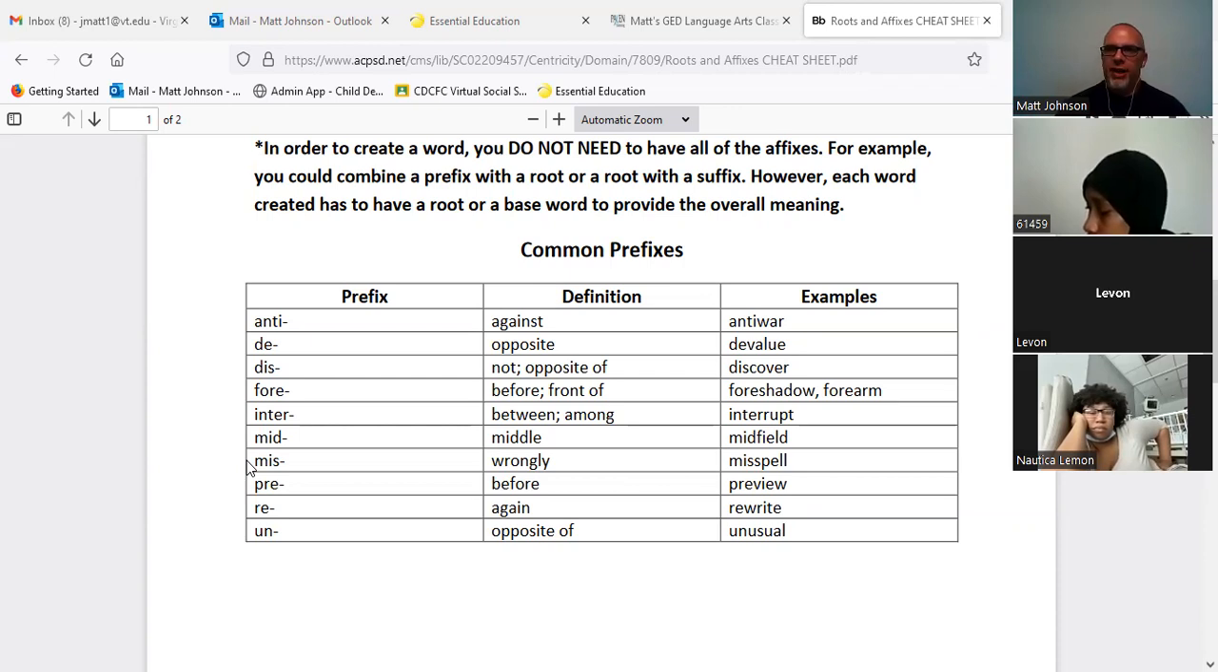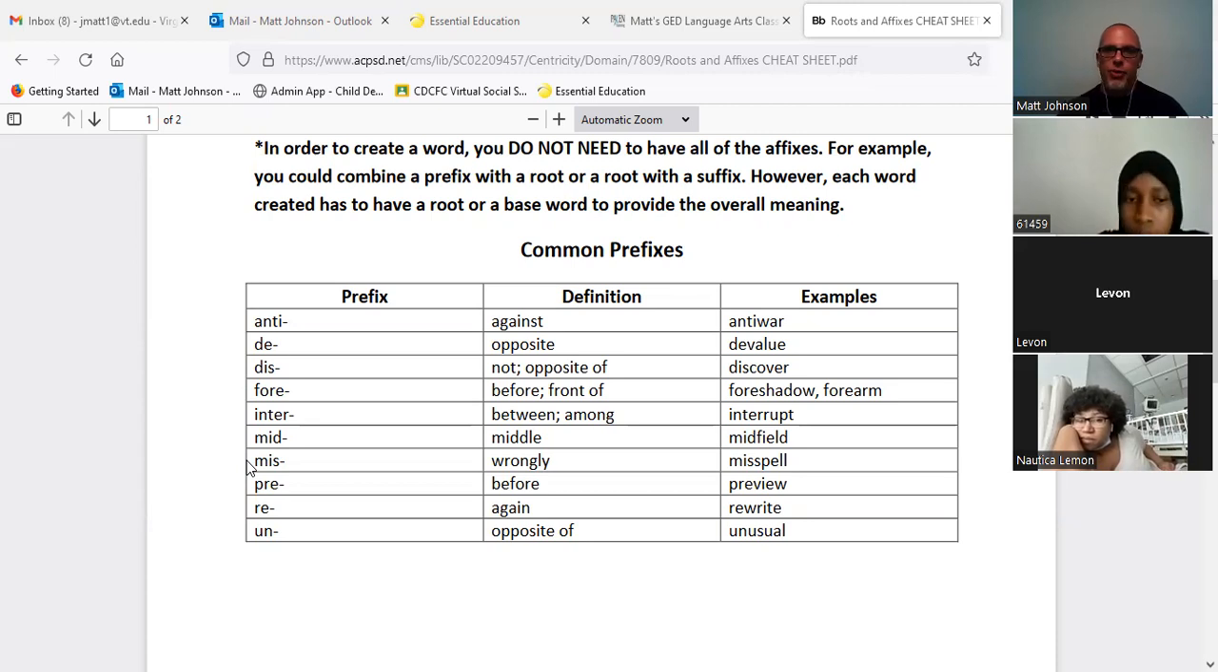For, right, in front of, foreshadow, forearm, right? That's the front of your arm, the first part of your arm. What's another one? Foretell, right? It means you're telling, or you're sort of fortune telling. That means you're thinking about it before it actually happens.